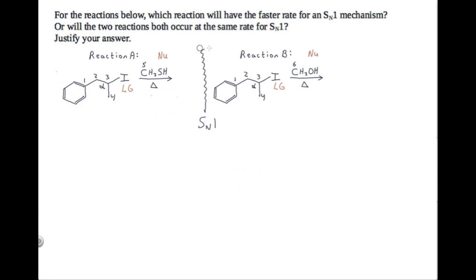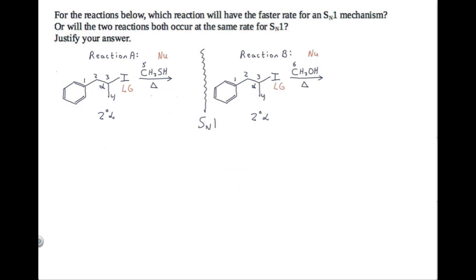Now, to compare these reactions, we have to look for the difference between the reactions. It's useless to compare the leaving groups because they both have the same leaving group. It's useless to compare the alpha carbons because the alpha carbons are identical. They're both secondary alpha carbons. So what is the difference? The difference is the nucleophiles. Here we have the neutral sulfur as a nucleophile, and here we have neutral oxygen as a nucleophile.